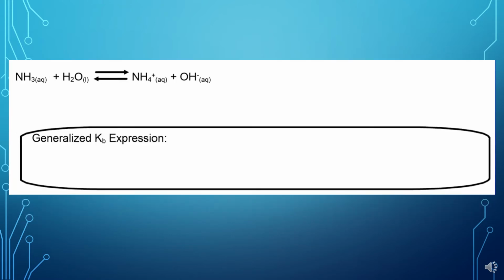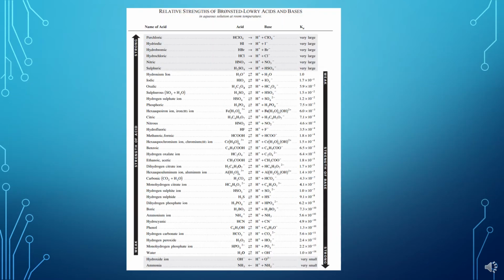The ones down in the middle of the table here are all of my weak acids. So hydronium ion, iodic, oxalic acid, for example, all of those are my weak acids. The bases are not named, but they're still on the right-hand side of the table. So those are all weak bases. They all have associated Ka values. And you'll notice that they're really weak.